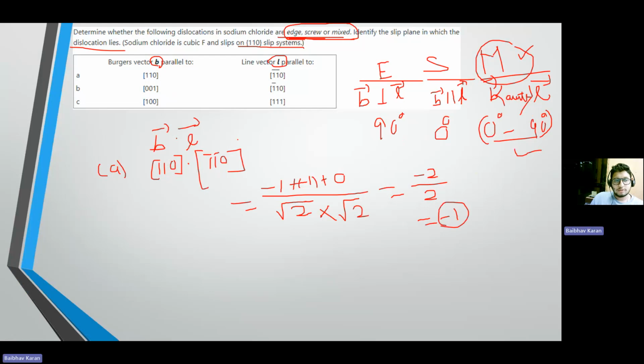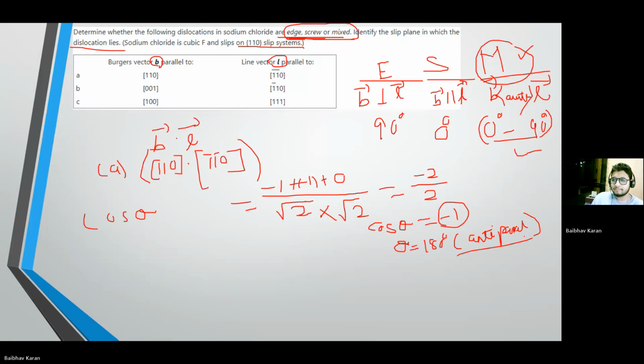So what does the dot product give? The dot product gives the value of cos theta, right? So cos theta is equal to minus 1. What is theta? 180 degrees, anti-parallel. So it is anti-parallel. That means what do we know? If it is parallel or anti-parallel, it will be a screw. So this is a screw dislocation.